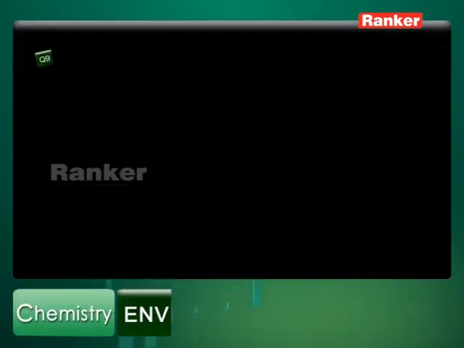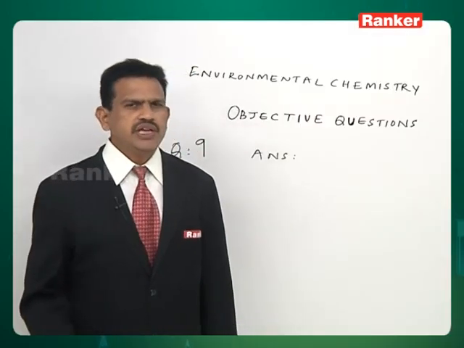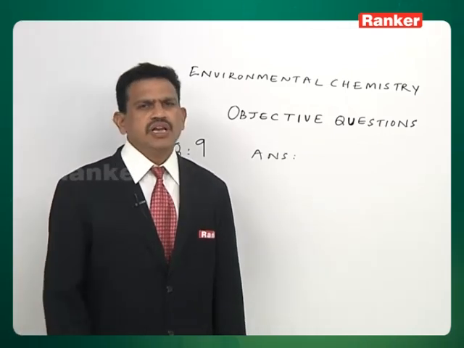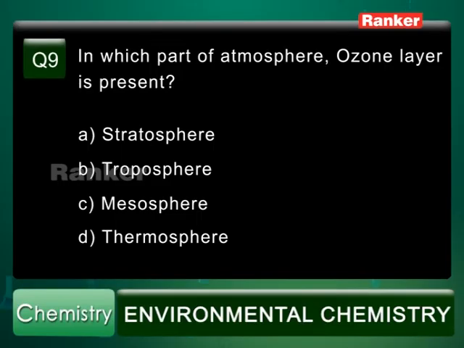Question 9. In which part of the atmosphere is the ozone layer present? Option A, stratosphere, B, troposphere, C, mesosphere, D, thermosphere. So the ozone layer is present in the stratosphere. It ranges from 11 kilometers to 50 kilometers. So we can go for answer A for the question here. This is answer A.